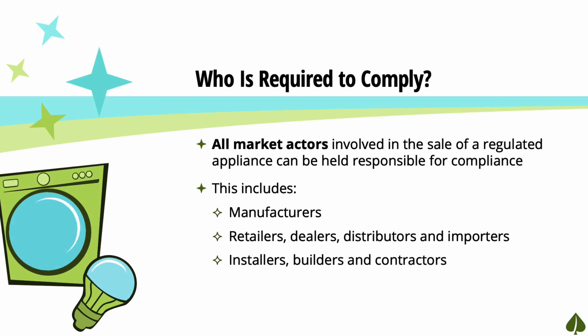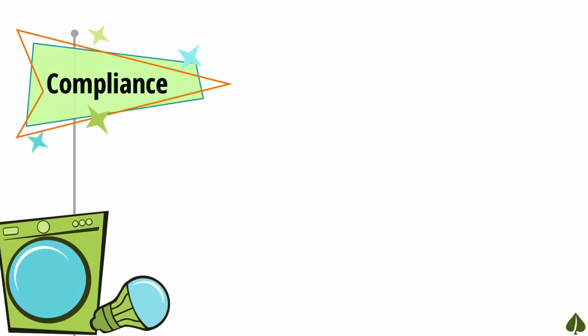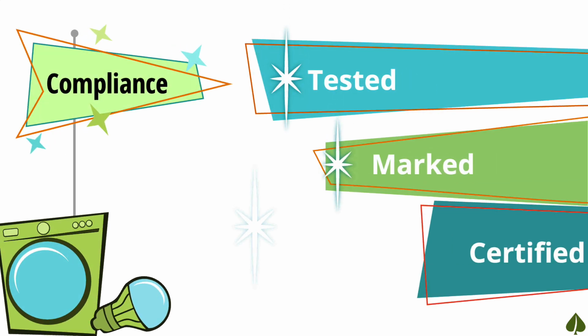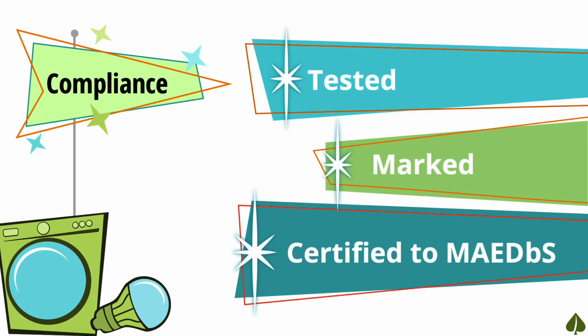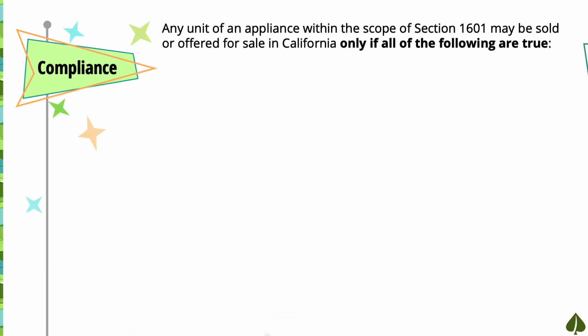Everyone involved in the sale of a regulated appliance can be held responsible for compliance, from manufacturers to builders and contractors who install the products. Aside from meeting the energy or water efficiency requirements, there are 3 main elements to compliance for a Title 20 regulated product. Let's take a closer look at these.